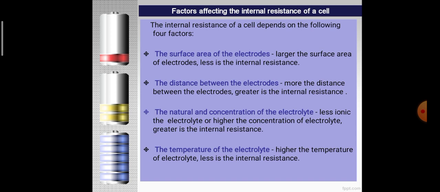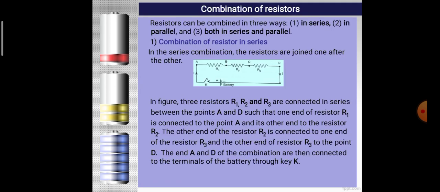Now let's move on to see the combination of resistors. Resistors can be combined in three ways. 1. In series, 2. In parallel, and 3. Both in series and parallel. Let's see the combination of resistors in series. Look at the diagram. In the series combination, the resistors are joined one after the other.